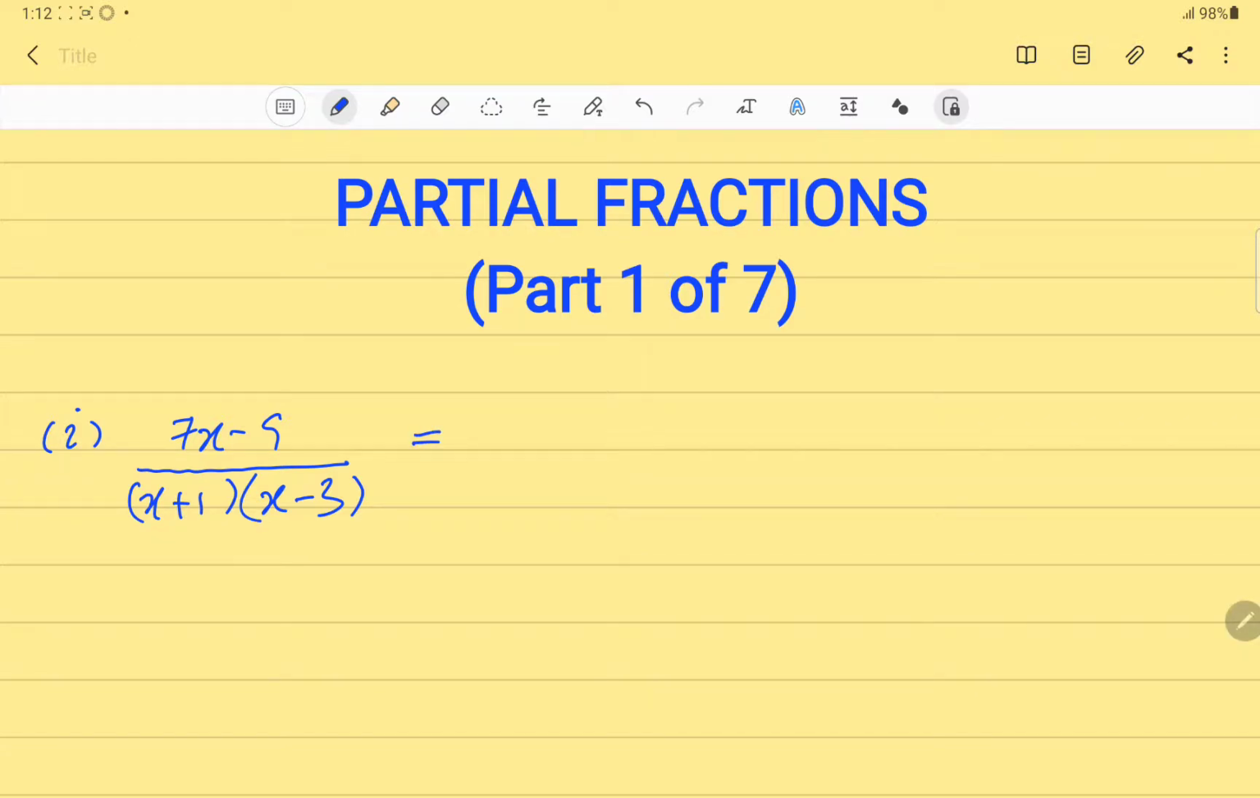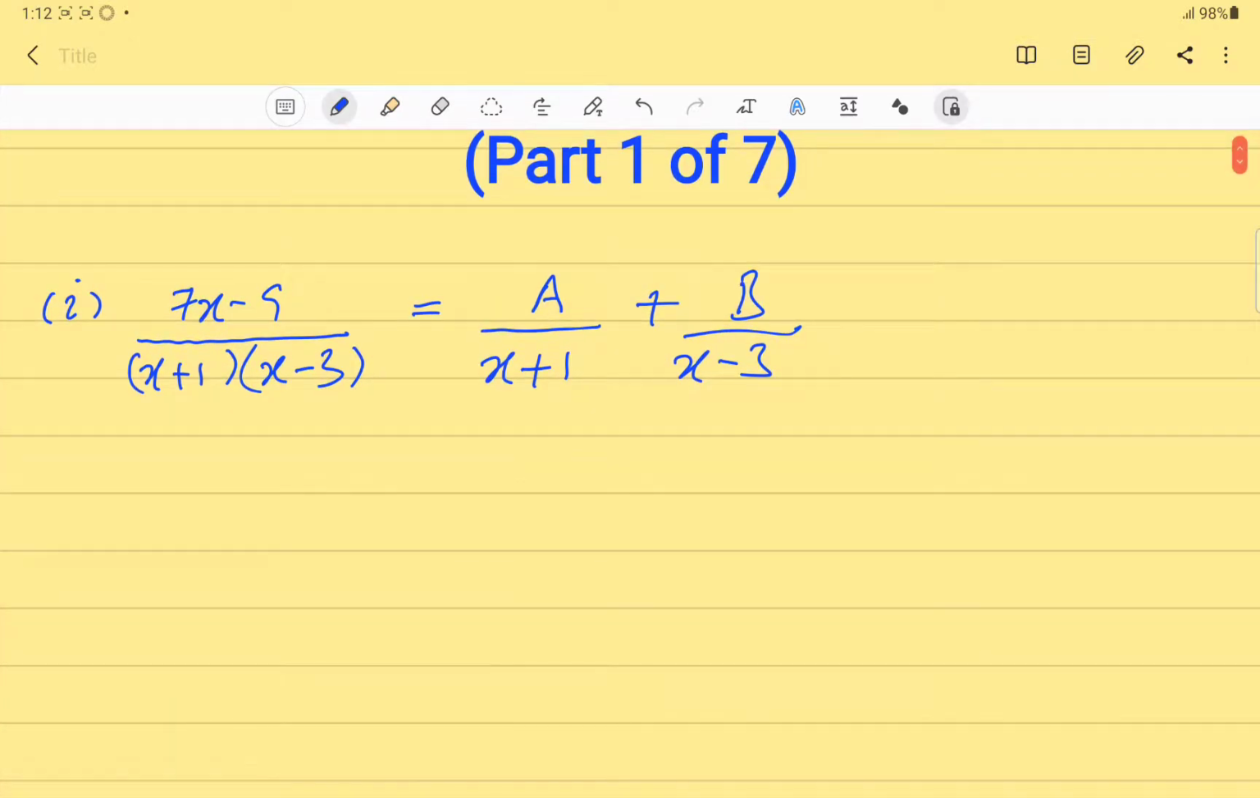That is, we can write a over x plus 1 plus b over x minus 3. Since in the denominator both the factors are linear factors, we just have to write only a and b in the numerator. Let's multiply both sides by (x + 1)(x - 3).